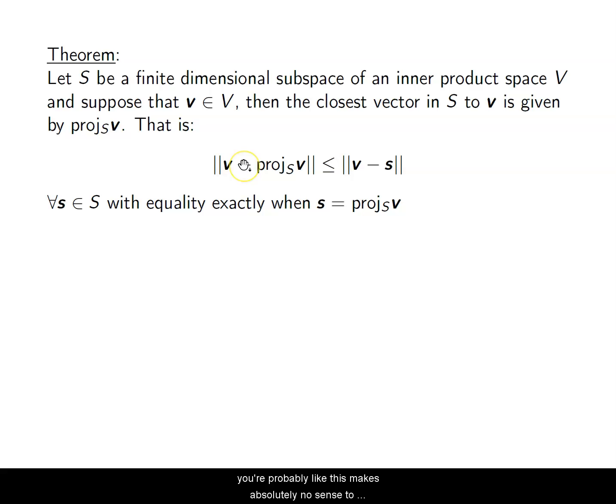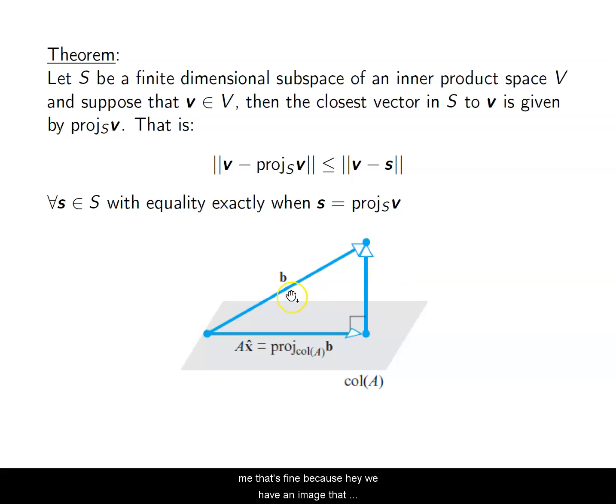So you're probably like, Professor Williams, this makes absolutely no sense to me. That's fine because, hey, we have an image to help this out, right? So here I took this from a different textbook, so the values we have here are a little bit different. Here, instead of V, we have B. Okay, so let's say that this whole space is our inner product space. This column space of A here, which we'll talk about later, is my subspace S, right? So you can think about it as a plane in 3 dimensions, just for this example, okay?